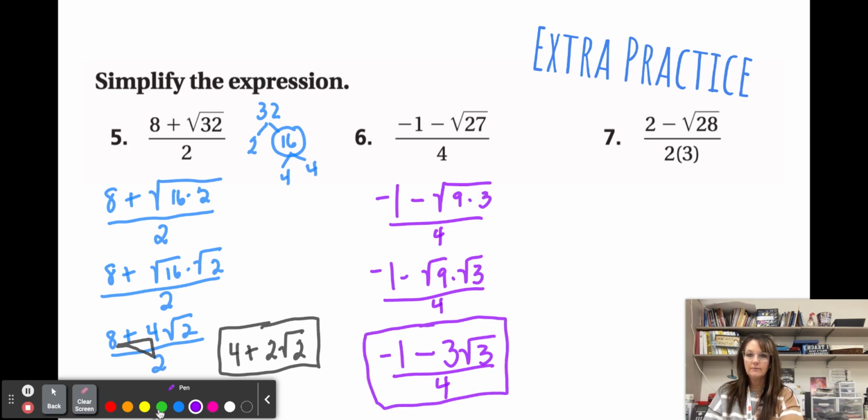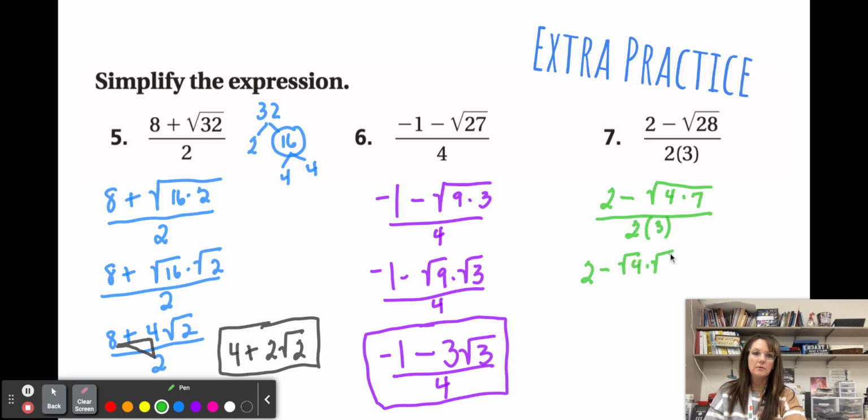All right. And over here, I'm going to go ahead and leave the denominator like this. I could make it 6, but then in the end, I'm just going to have to simplify anyway. So I'm going to work with this one here. So I'm going to say 2 minus, and then I have 4 times 7, because 4 times 7 are factors of 28. One of them is a perfect square. And all of that over the 2 times the 3. So 2 minus square root of 4 times square root of 7, all over 2 times 3.